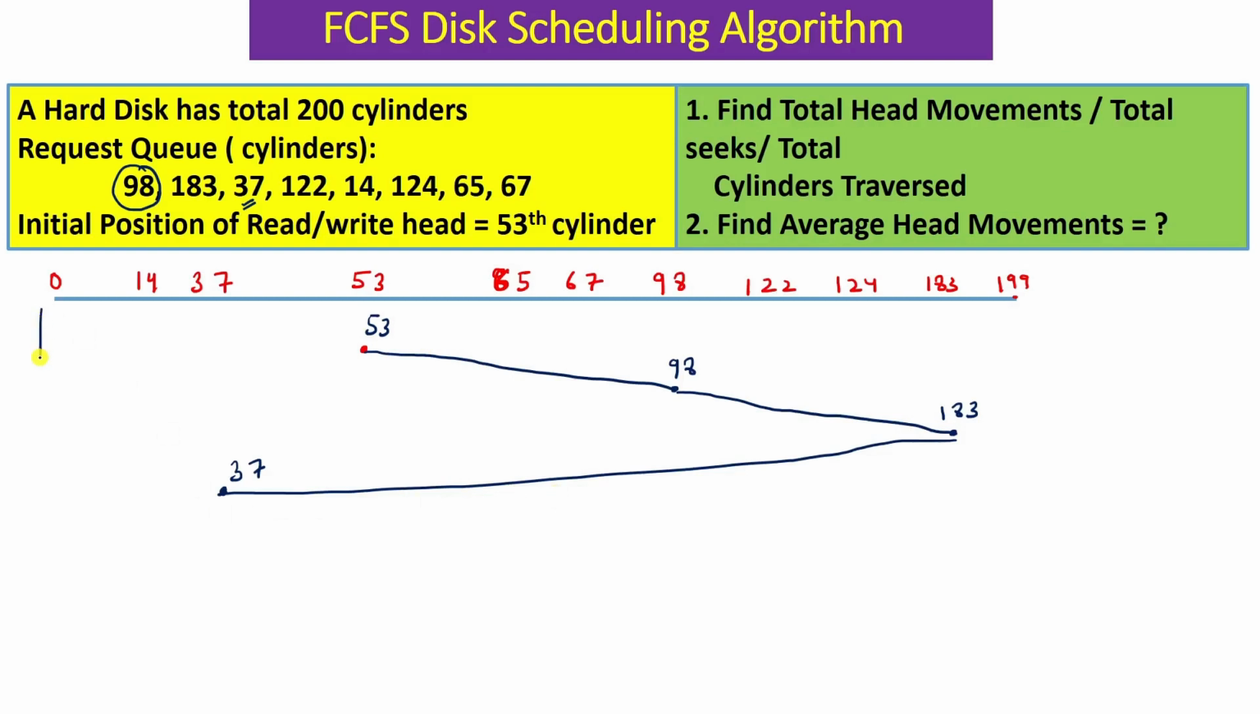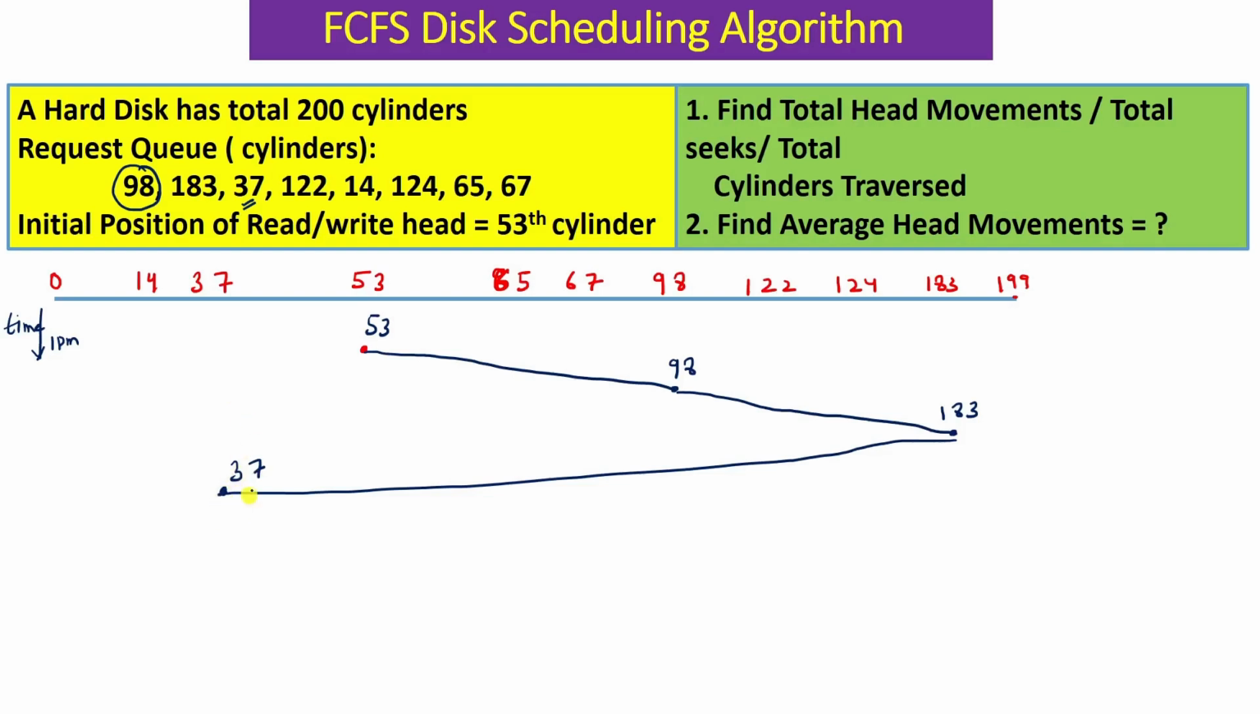Why? Because this shows that with the passage of time, as the time passes, my time is going down. So you can say at 1 p.m. you service 53, you service 98, then at 2 p.m. you service 183, then at 3 p.m. you service this. So my time is increasing in this direction. That's why I'm making it in such a way.